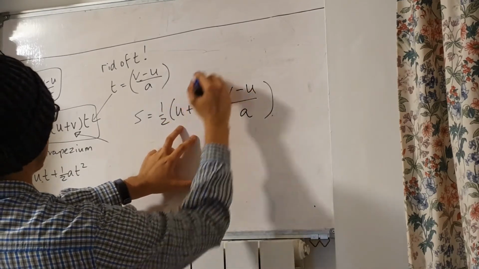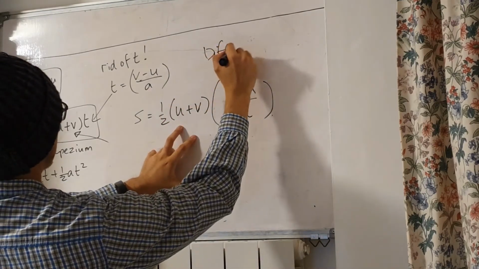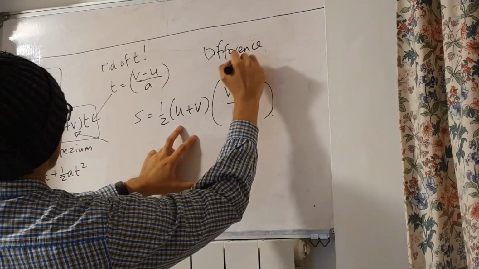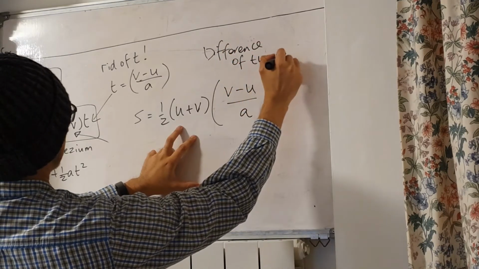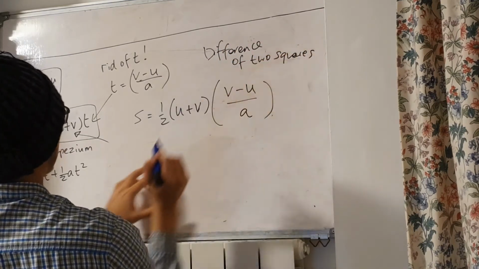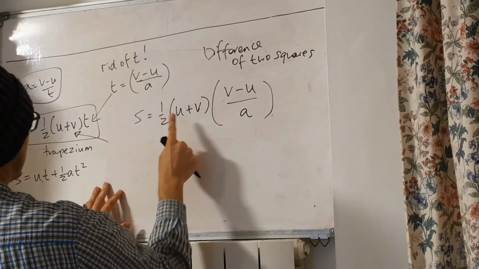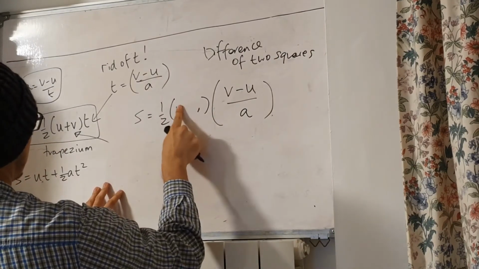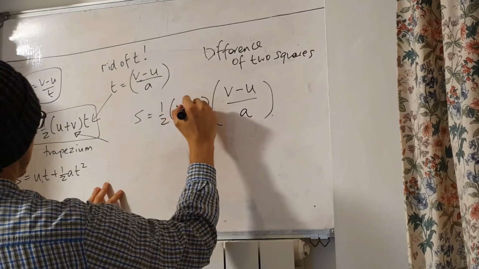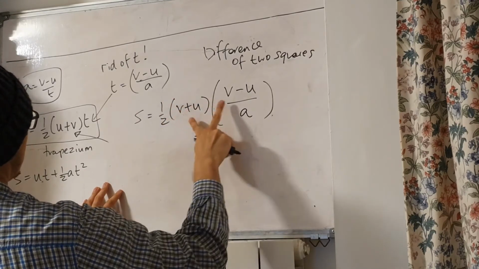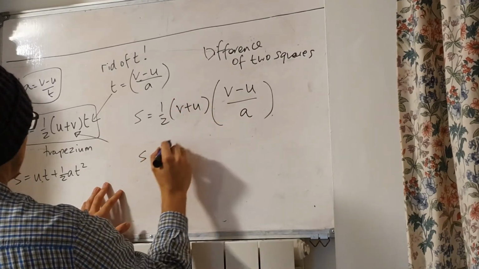Now there's something that you should recognize. v plus u times v minus u, you have a difference of 2 squares. I'm just going to swap the u plus v into v plus u. They're basically the same. For scalars, a plus b is the same as b plus a.